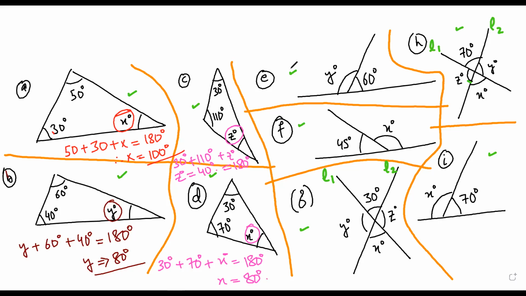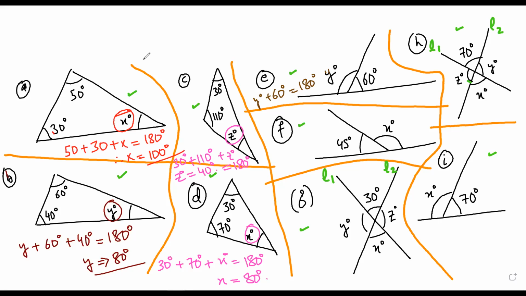Very nice. Mr. Satya, E part. 120 degrees. 120 degrees. Mr. Sarthak? 120 degrees. Shabash. So y degrees plus 60 degrees is 180 degrees because it's a linear pair.